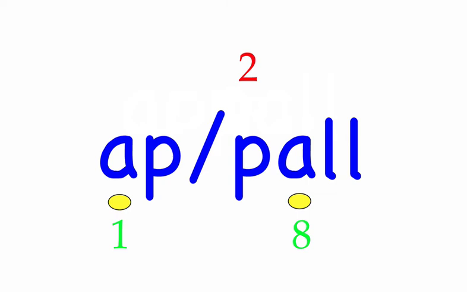Here we have, in the second syllable, A at the end, followed by L. So A is representing its extra sound. We put the 8 under the letter A.